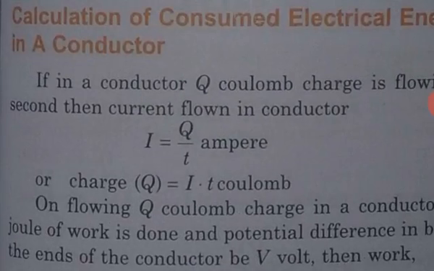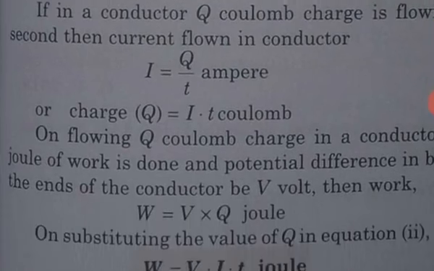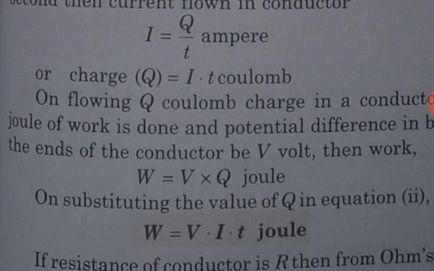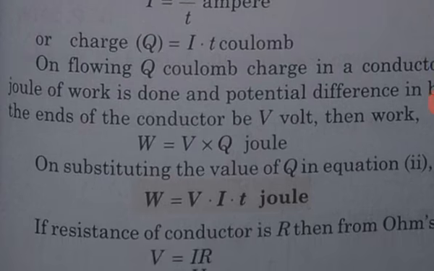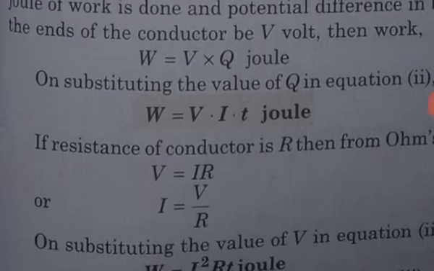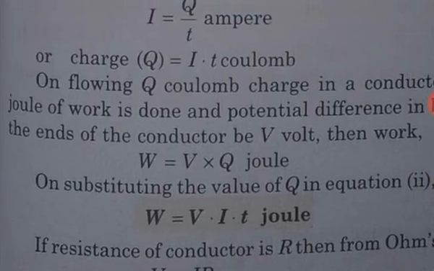And if a charge Q flows through a conductor in time t, then according to the definition of the current flowing in a conductor, I is equal to Q upon t, where I is current, Q is charge in coulomb and t is time. So, Q is equal to I t.